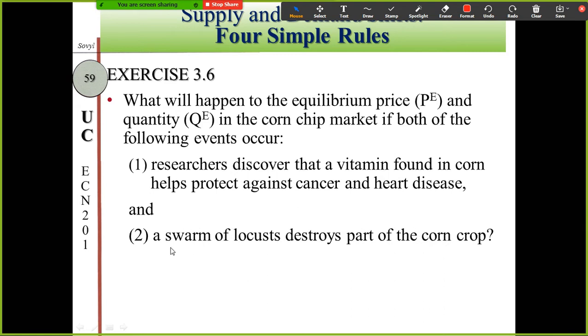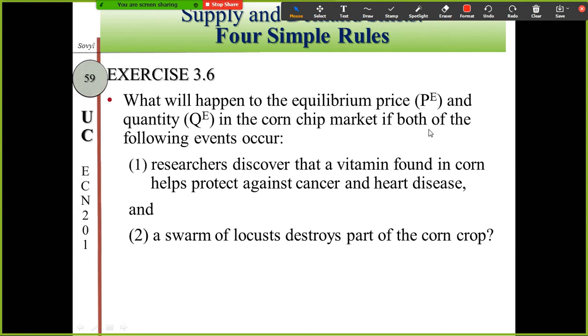Second condition: a swarm of locusts destroys part of the corn crop field. A swarm, or a group, of locusts. Locusts are insects that eat corn. So this is what happened: the production of corn dropped down.